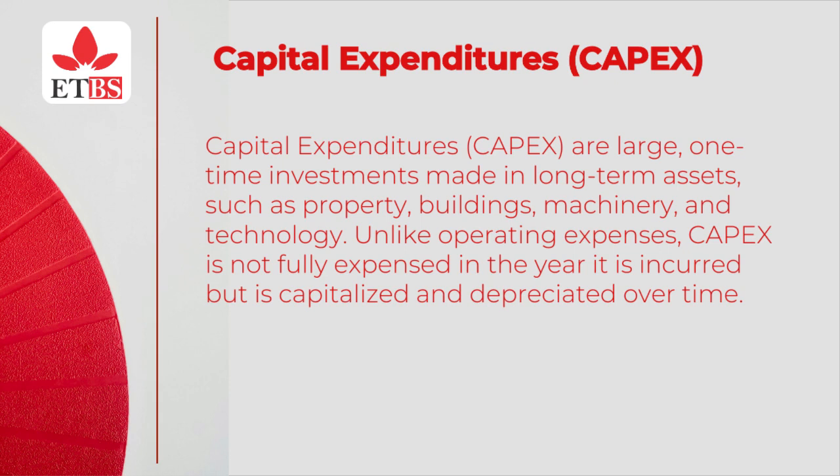machinery and equipment, buying or upgrading production machinery and technology; vehicles, purchasing vehicles for business operations; computer systems and software, investing in IT infrastructure or enterprise resource planning, ERP systems.